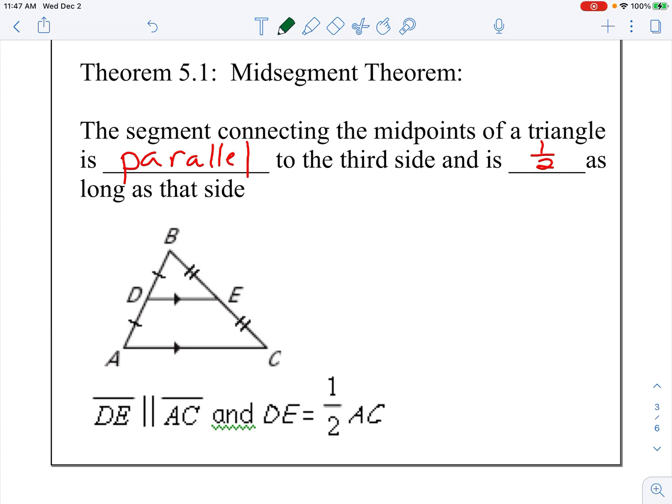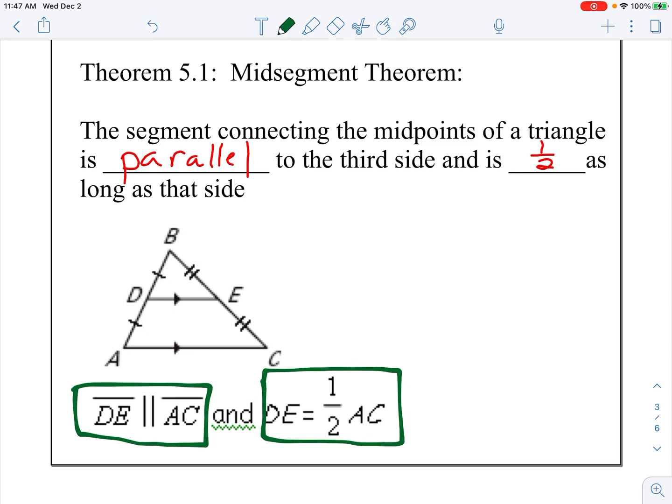The segment connecting the midpoints of a triangle, so we just talked that it is a mid-segment, is parallel to the third side. So DE is parallel to AC here. And it is half the length of that third side. So DE is half of AC.